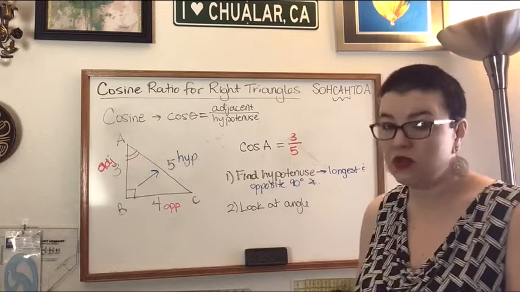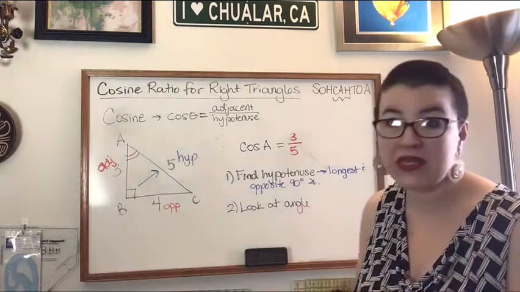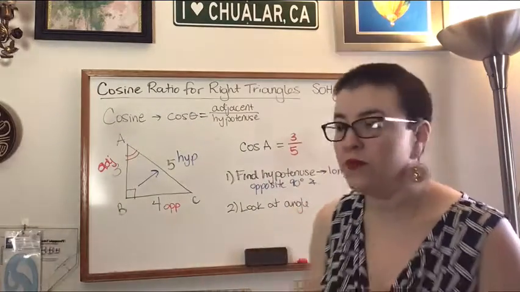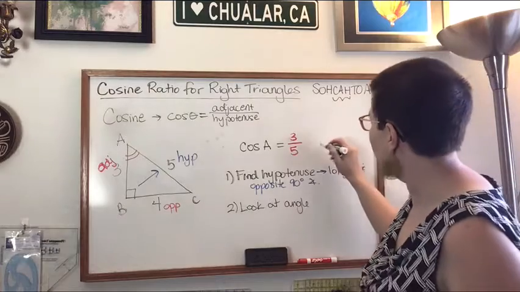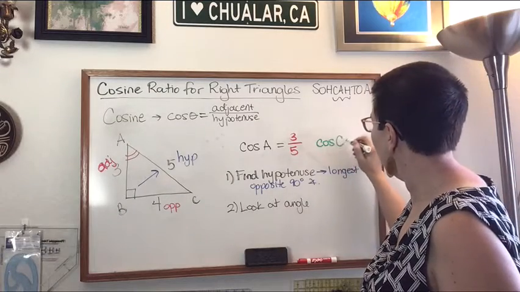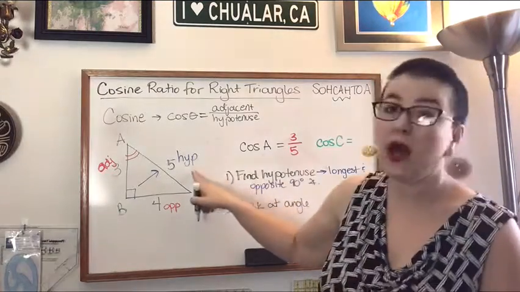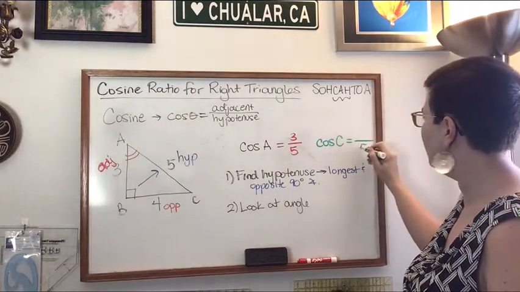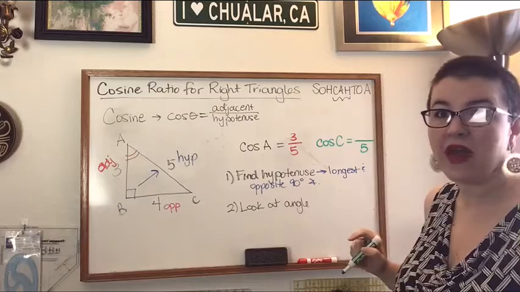I'm not asking you to do any kind of complicated math. I don't want it as a decimal. I don't need you to find the angle measure unless that's what you want to do. All right, so now let's find the cosine of angle C. The hypotenuse is still the hypotenuse. So if you wanted, you could say, I know cosine is always over hypotenuse, so I know my hypotenuse is 5.